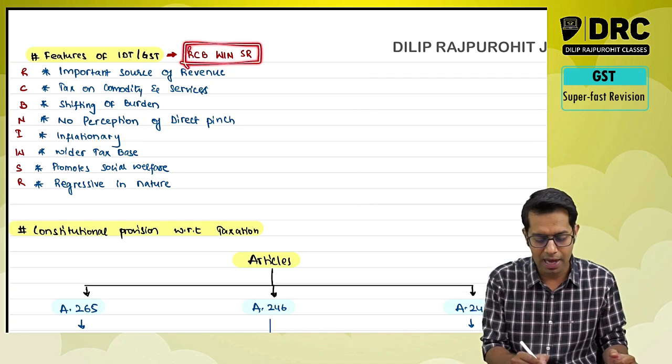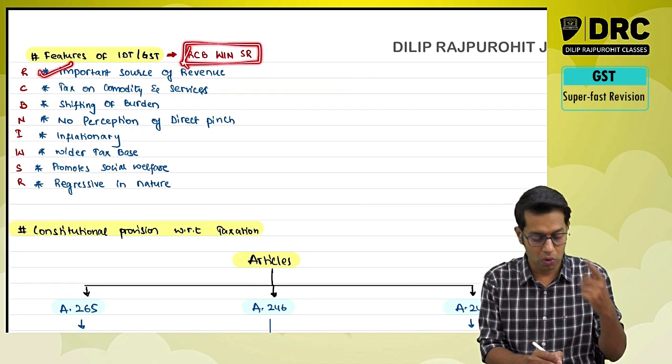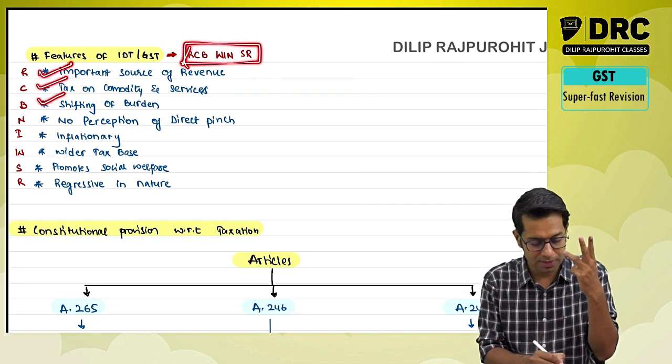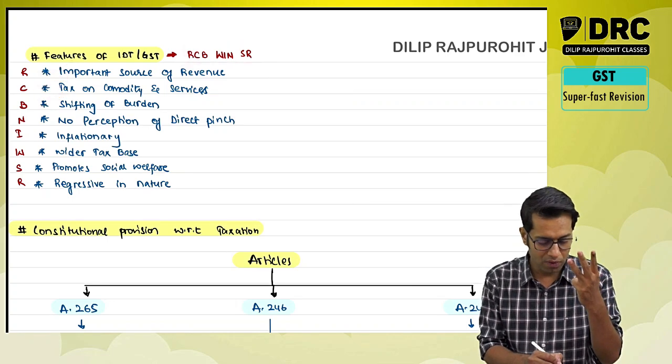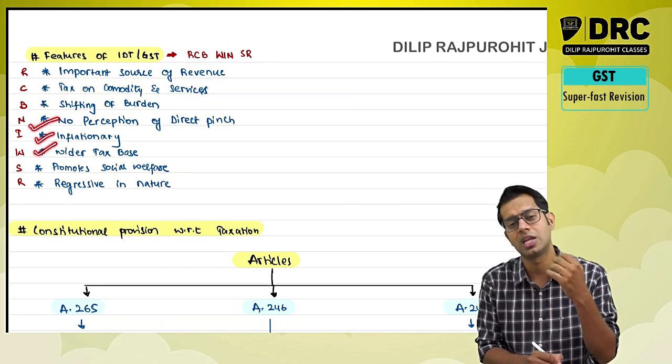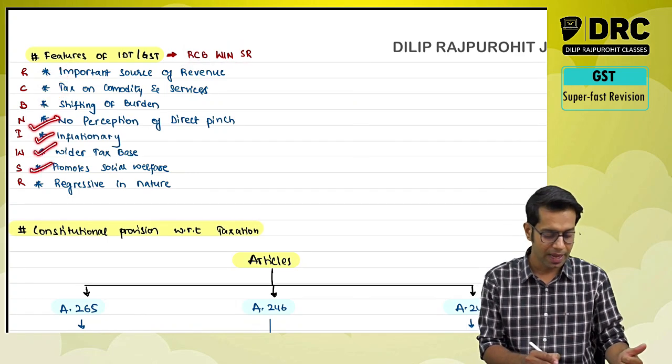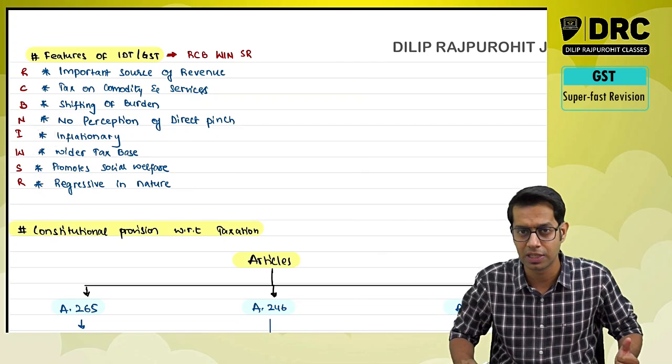RCB will win, sir. R for important source of revenue to the government, C for taxes on commodities and services, B for shifting of burden, W for wider tax base, I for inflation in nature, N for no perception of direct pinch, S for promote social welfare, and R for regressive in nature.